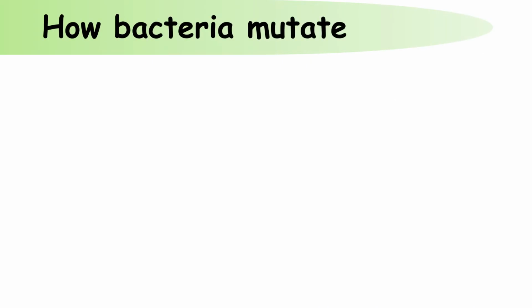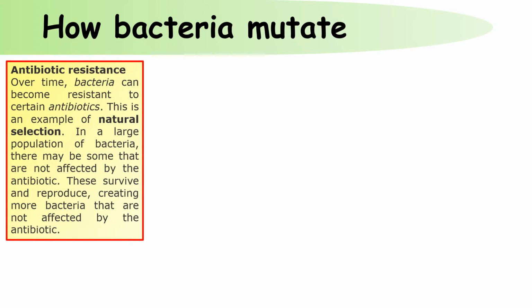The final section that I want to focus on is how bacteria can mutate to become antibiotic resistant. Over time, bacteria can become resistant to certain antibiotics. This is an example of natural selection. In a large population of bacteria, there may be some that are not affected by an antibiotic. These survive, reproduce, creating more bacteria that's not affected by that antibiotic, so therefore the antibiotic will no longer work.